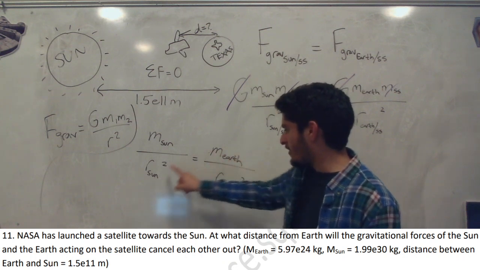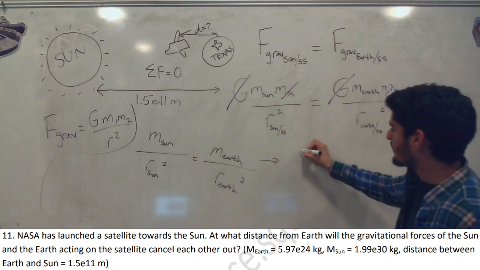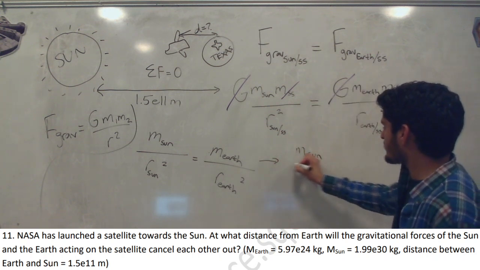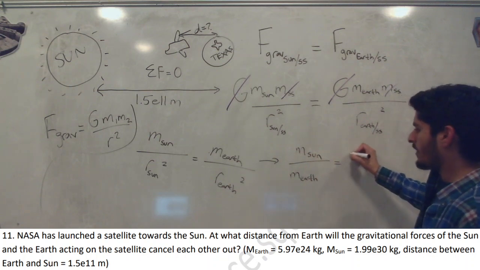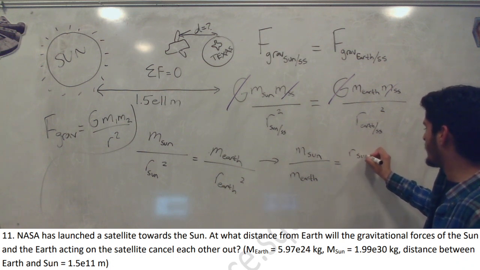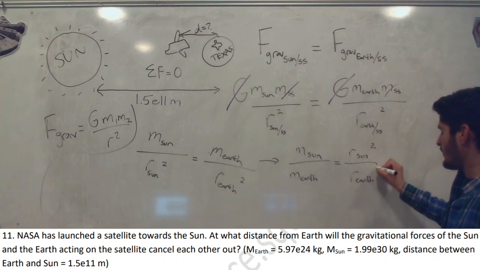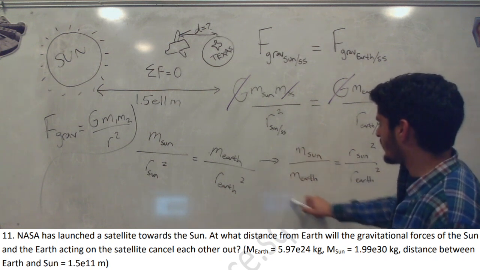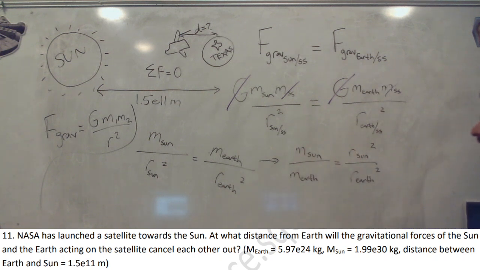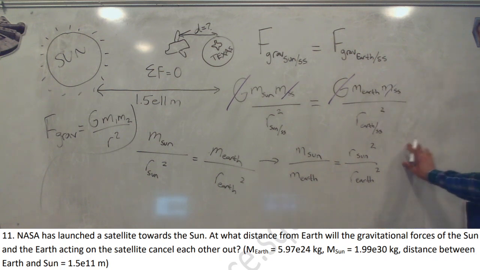So I'm going to cross the mass of the Earth over and then cross the sun over. This equation is going to look like mass of the sun over the mass of the Earth is equal to the radius of the sun squared over the radius of the Earth squared. And so now at least we know one side of the equation. We can substitute in and find a common factor right here. And please, this color, I think you can see over here.